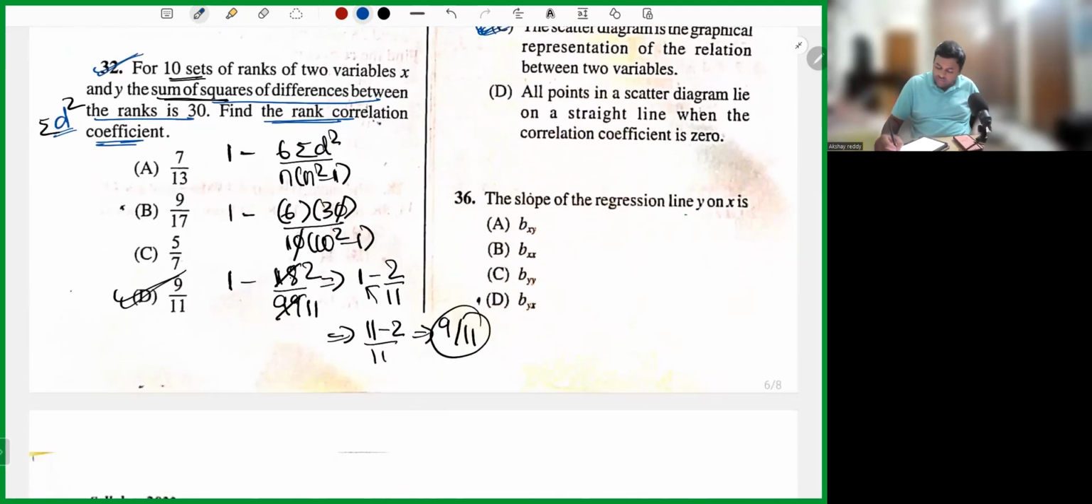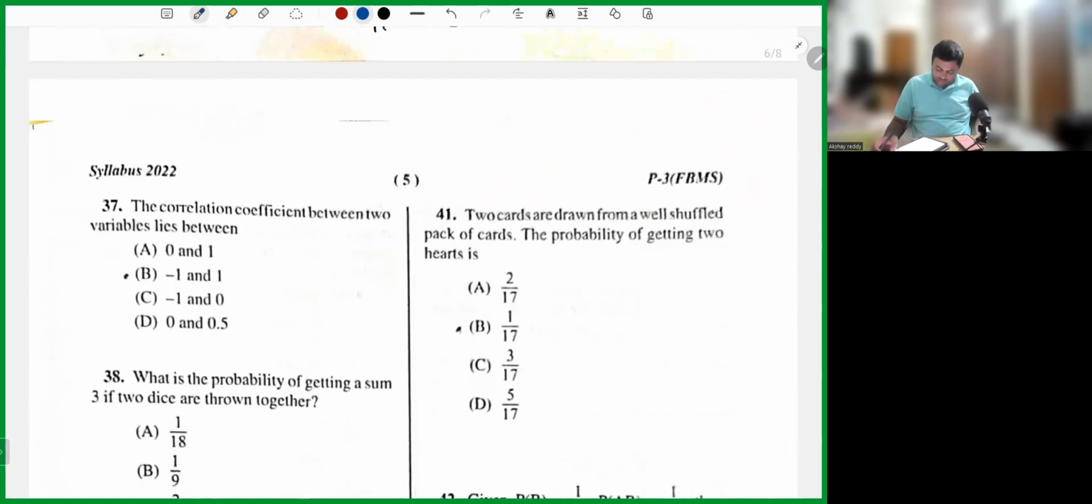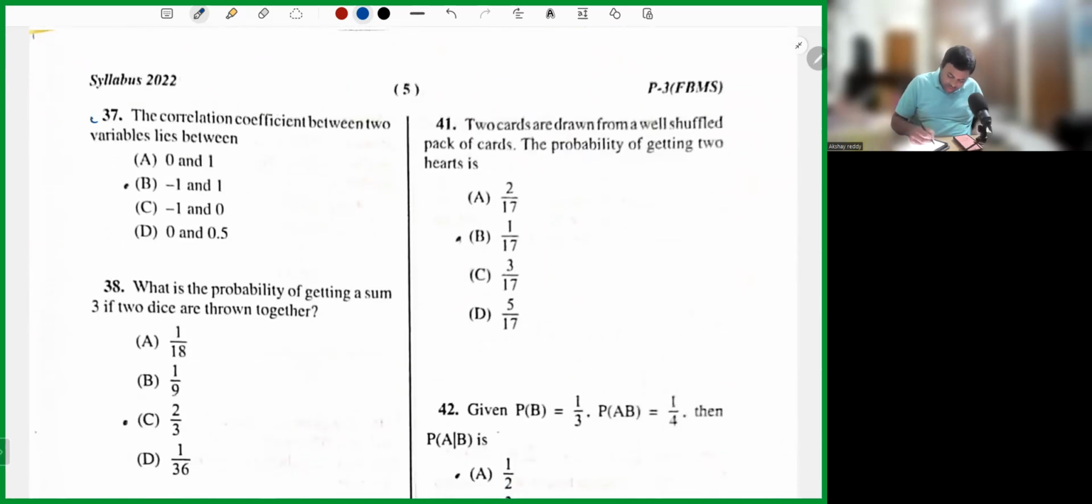Slope of regression line y on x, b y by x. Simple question. Such types of questions are given only to give you marks. Correlation coefficient lies in between -1 to +1.